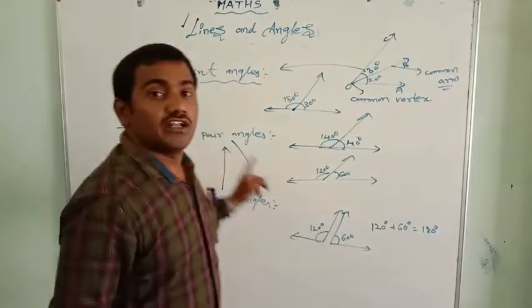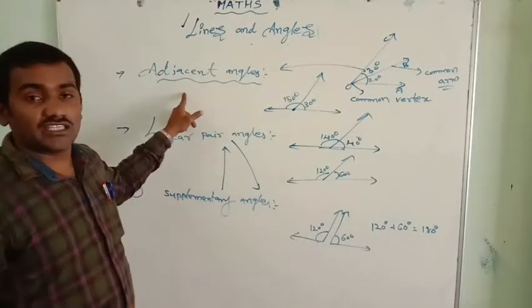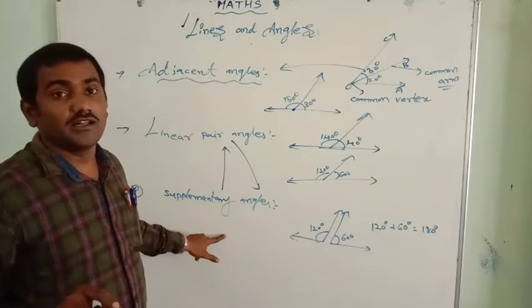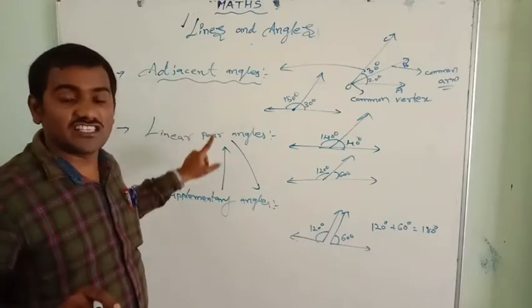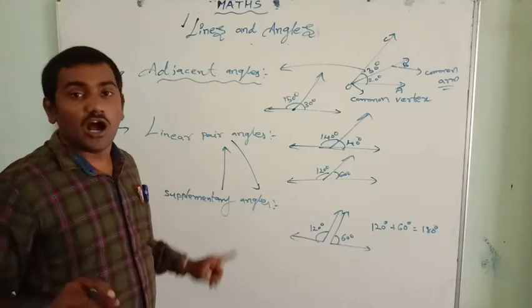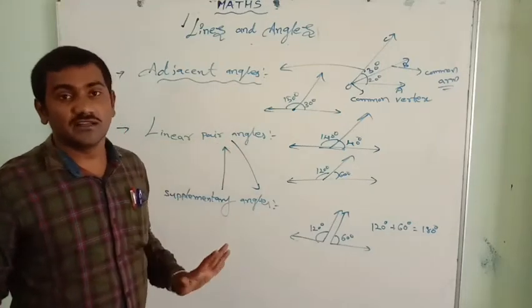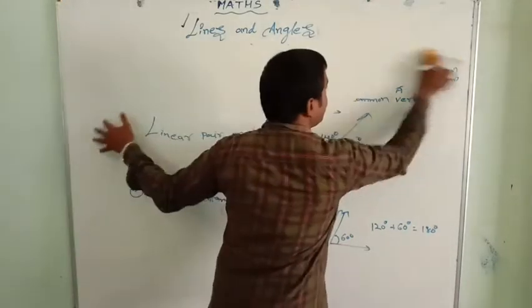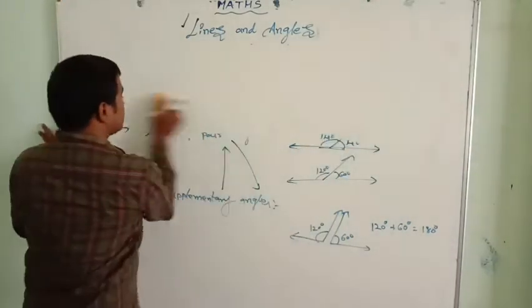So remember, linear pair angles are always adjacent angles, and linear pair angles are always supplementary angles. But adjacent angles are not always a linear pair, and supplementary angles are not always linear pair angles. I hope you understand the difference between these. Now, the angles made by a transversal. This is very important to learn, children.